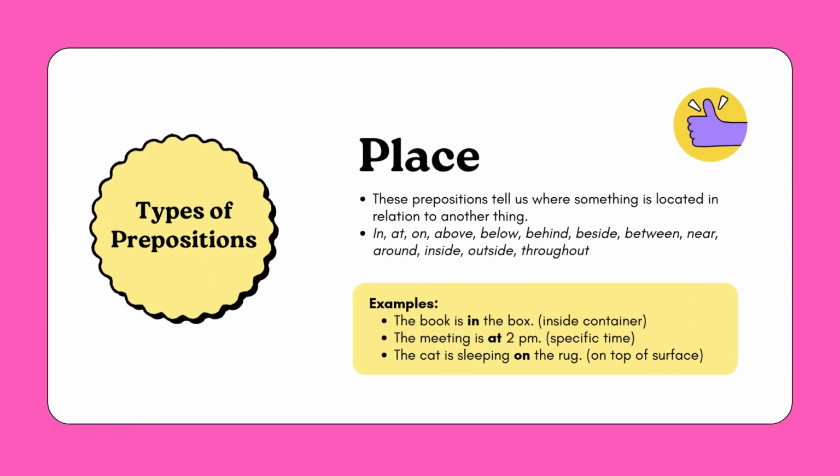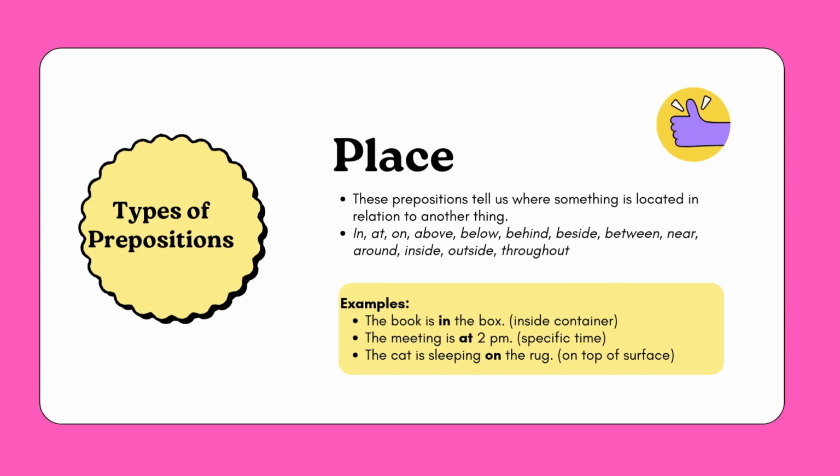Second, we have prepositions of place. They tell us where something is located. For example, in shows that something is inside something else. On shows that something is on a surface.